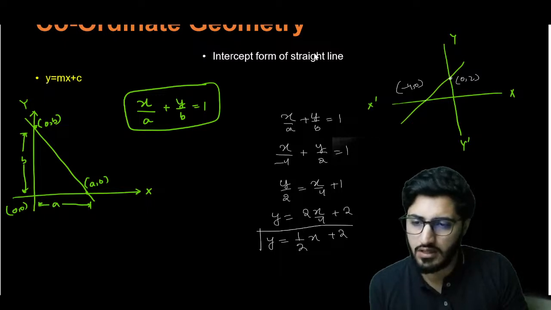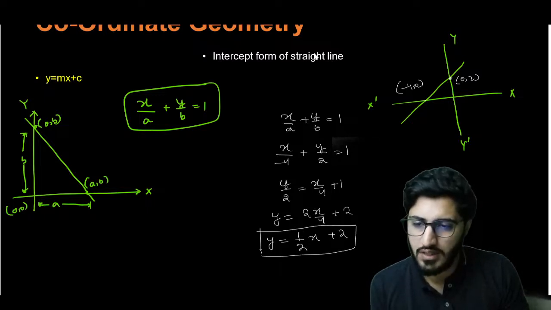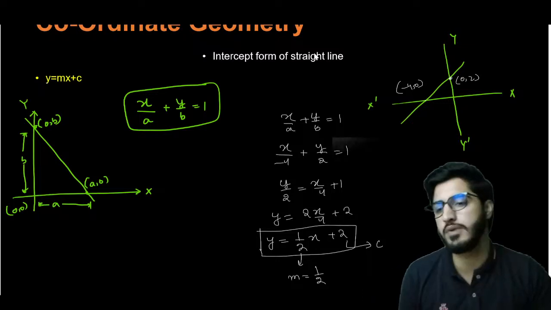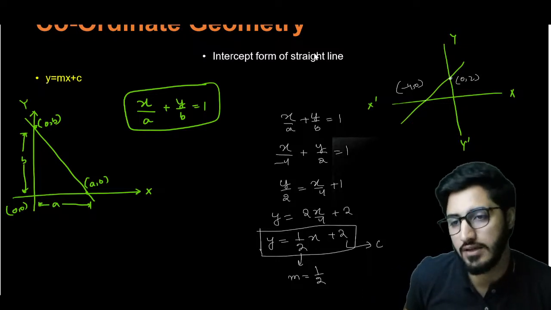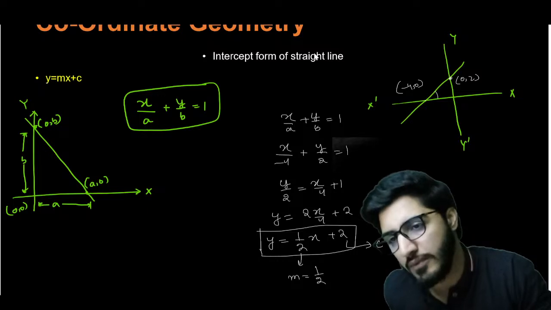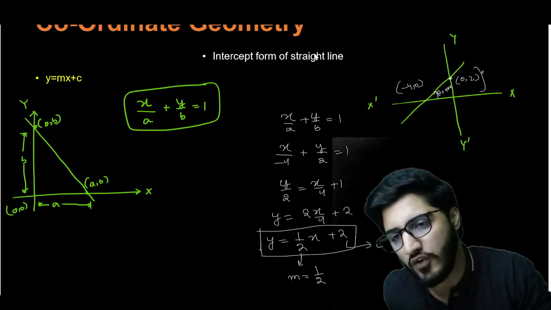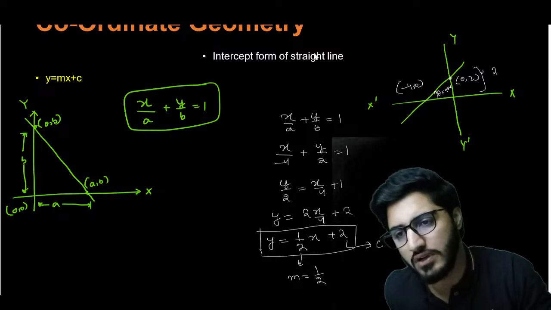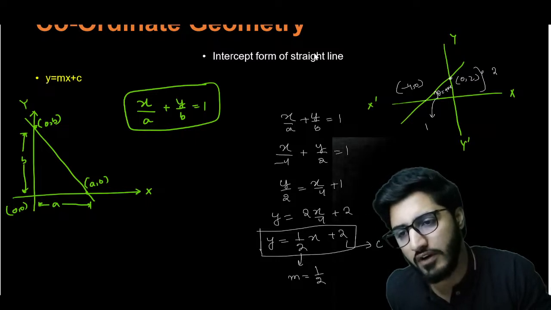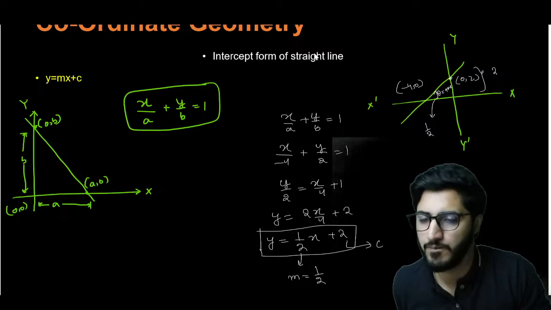So here you can get all your values. My y-intercept c is 2, my slope m comes out to be 1 by 2. That is positive. That means my angle would be an acute angle, and the intercept is positive. Now my intercept is 2, right? The slope is 1 by 2. Clear?